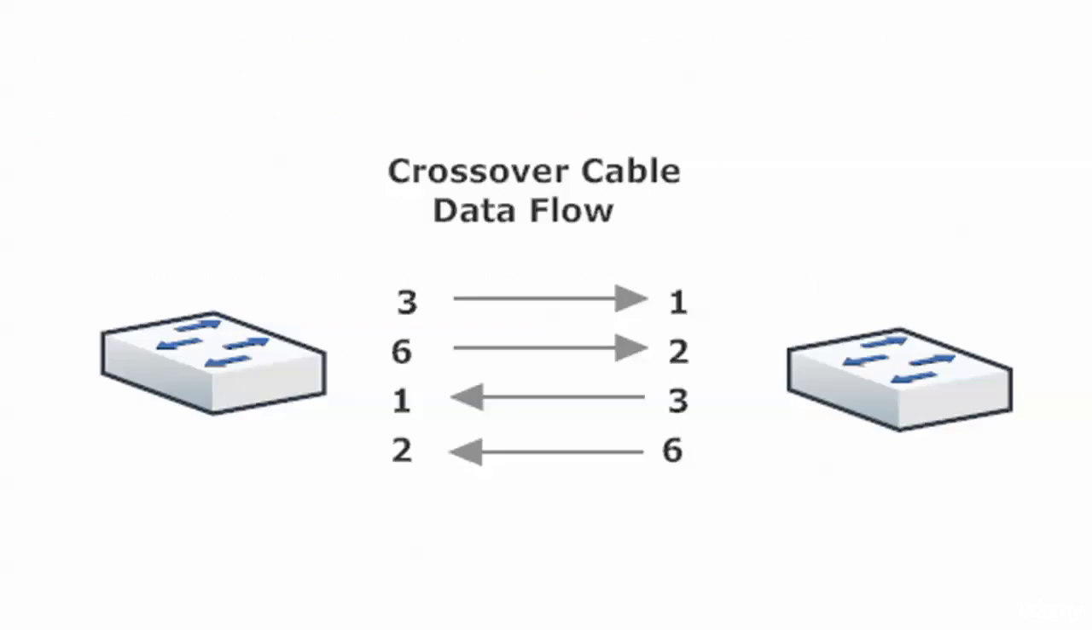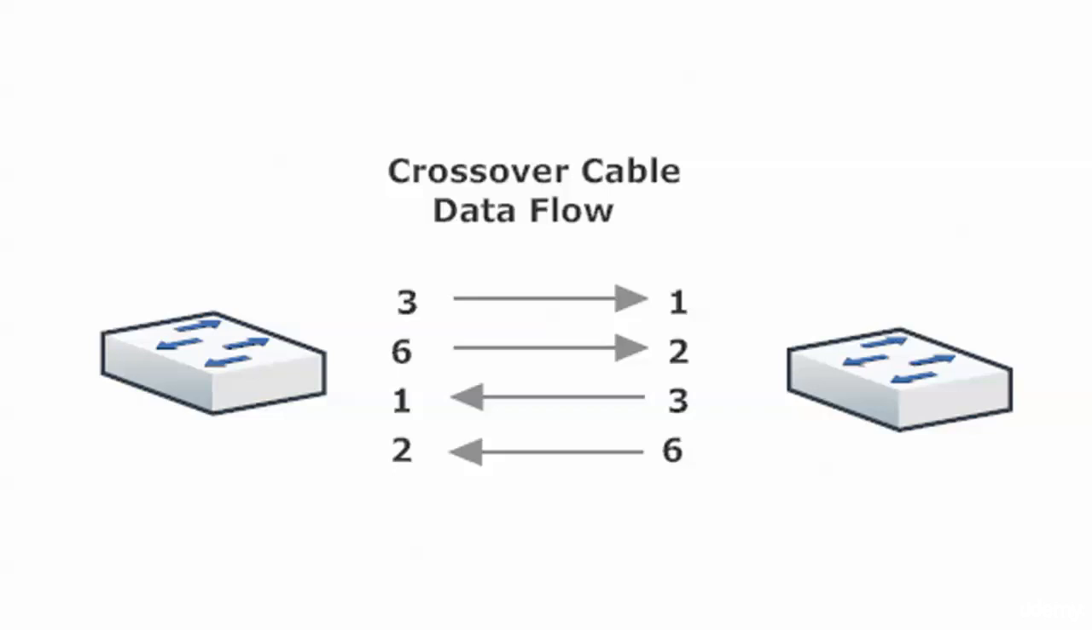With the crossover cable, 3 goes to 1 and 6 goes to 2. So when the switch is talking on pins 3 and 6, the other one is listening on 1 and 2, and we're all set. That's all there is to it. But 3 to 1, 6 to 2, and then 1 to 3 and 2 to 6.